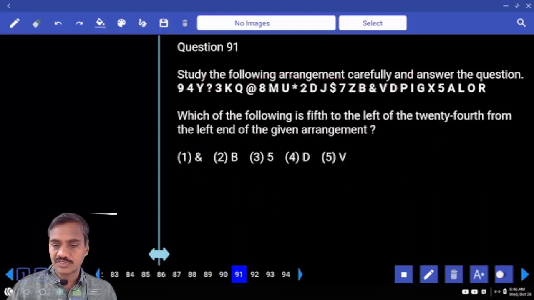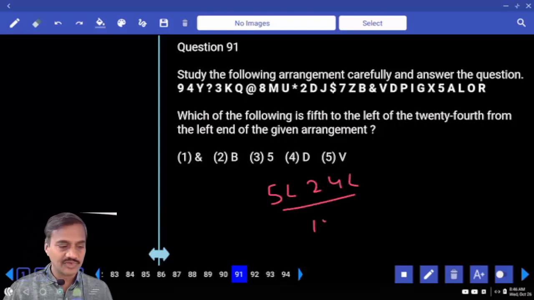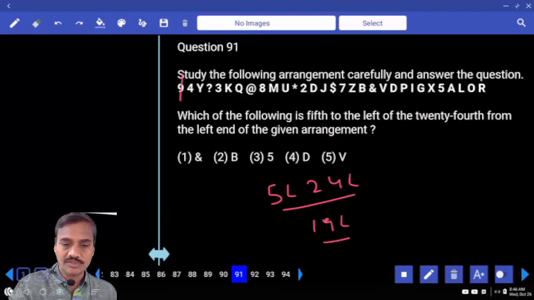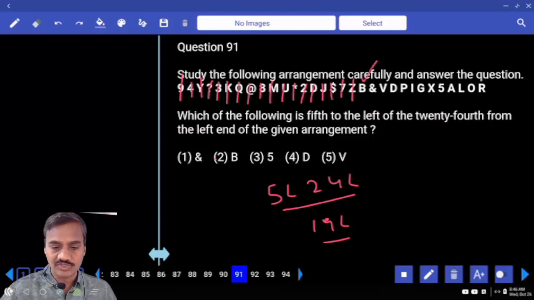And 91st, which of the following is 5th to the left of 24th from the left? And left means subtraction. Now 24 minus 5 is how much? 19th from the left. 1 2 3 4 5 6 7 8 9 10 11 12 13 14 15 16 17 18 19. And so what is your answer here? B, that is choice 91. Is it correct? And 19th, that is choice 2.